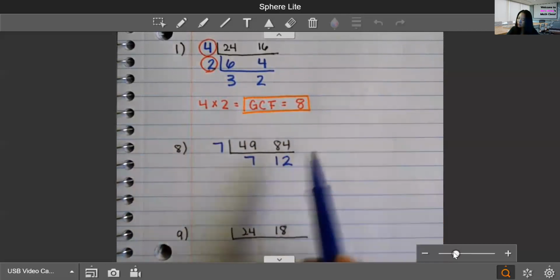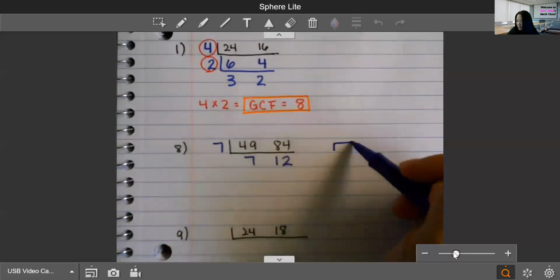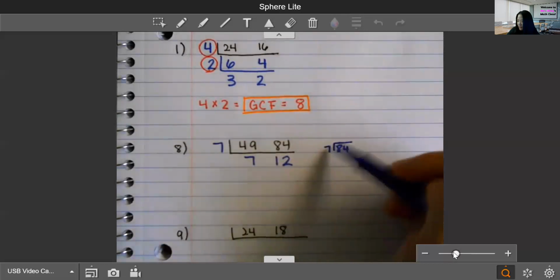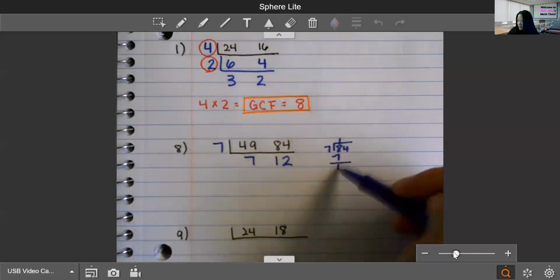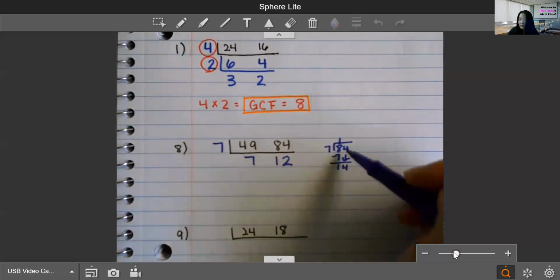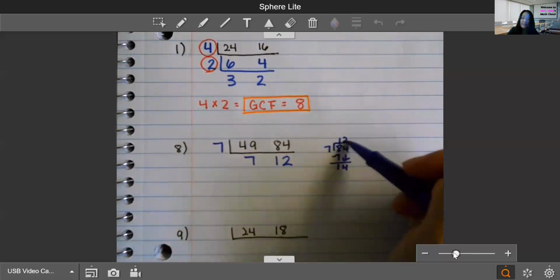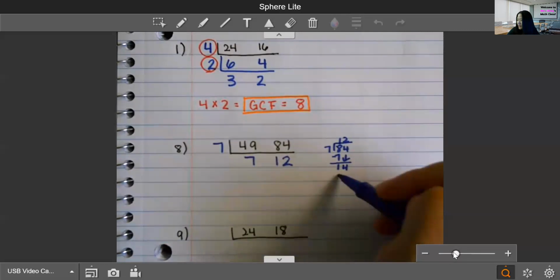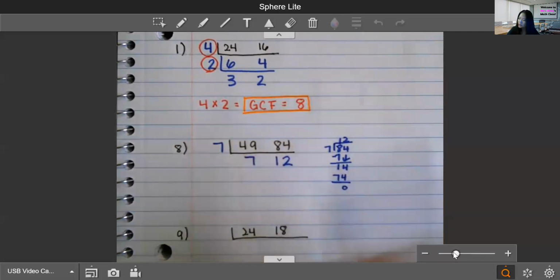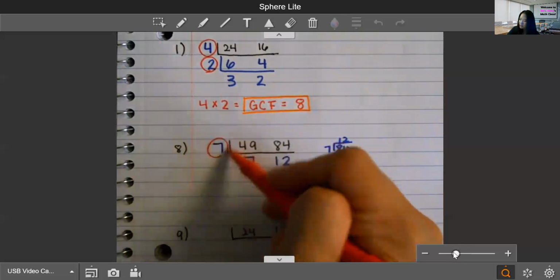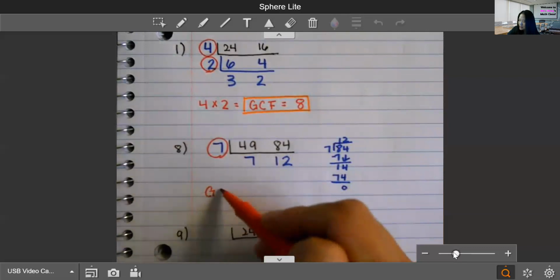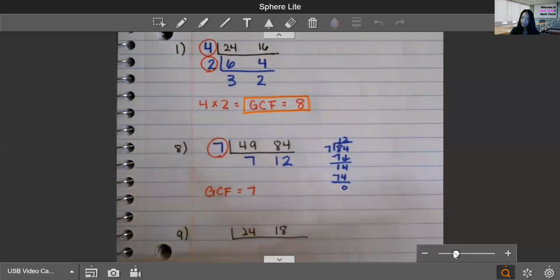Okay, now if you didn't know, then if you try dividing by 7, it goes in once, remainder 1, bring down the 4, and then it goes in twice evenly. Okay, anyways, so then you get 7 and 12. 7 and 12 do not have any common factor, which means 7 is your greatest common factor.